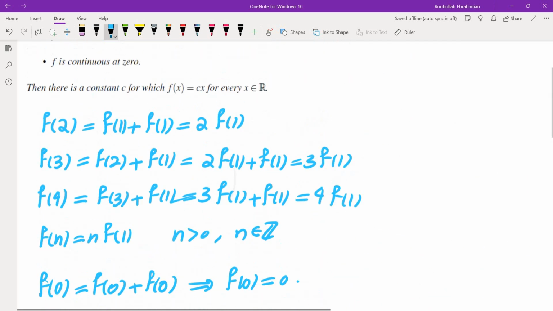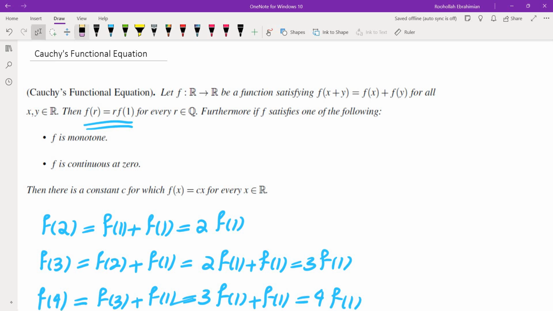Now, going back and looking at the other two parts of the problem, we want to use monotonicity and also, on the other side, the other case, continuity of f to show that in fact f of x is always c times x. For numbers that are not rational, for irrational numbers, we will have to use approximation of real numbers using rationals. And that gives us f of x for every x.